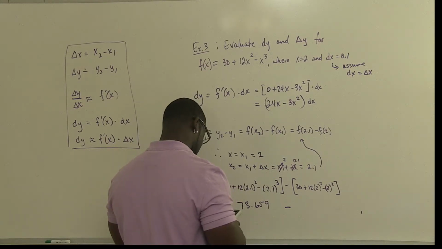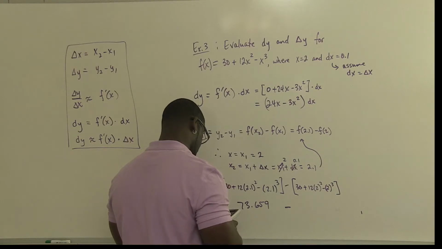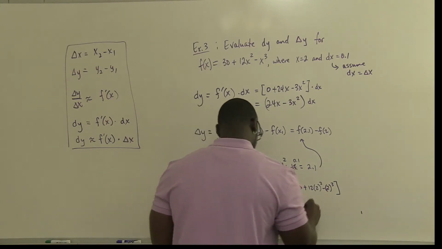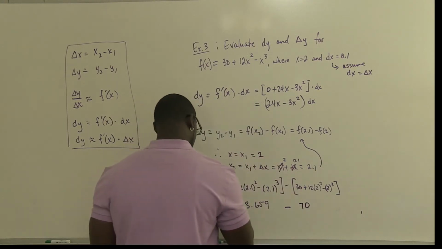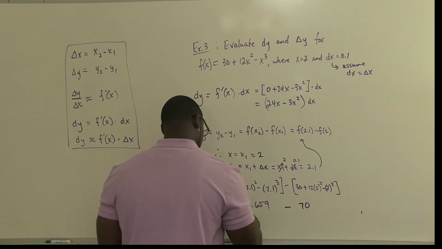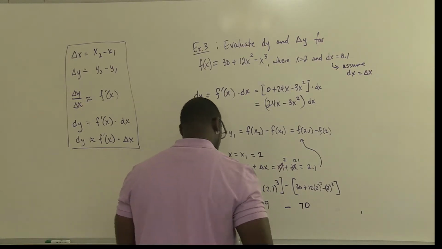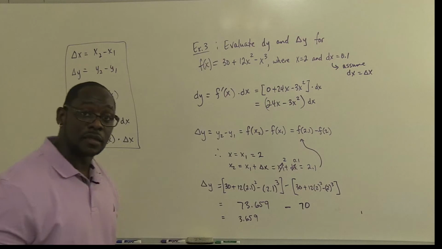30 plus 12 times 2 squared minus 2 cubed. That would be 70. And so the difference here would be 3.569. Okay?